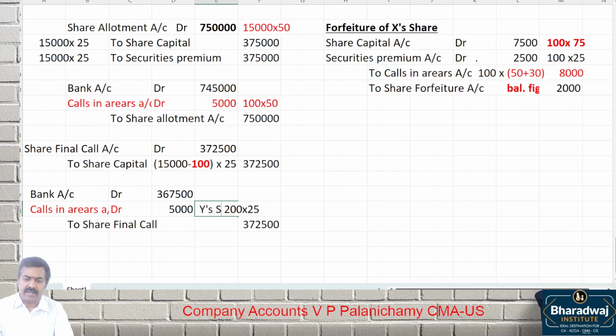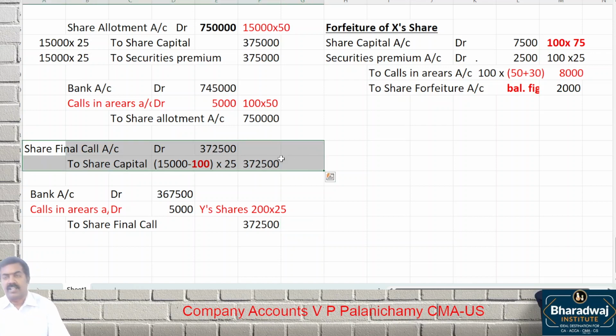Don't take X here, already cancel பண்ணியாச்சு. So Y share, 200 into 25, we have not collected. Once again I repeat, final call due entry will not be 15,000. It will be only what? 14,900. Why 14,900? 100 shares already cancelled. On the 14,900, Y is not paying for how many shares? 200 into 25, 5,000. Balance we collect.